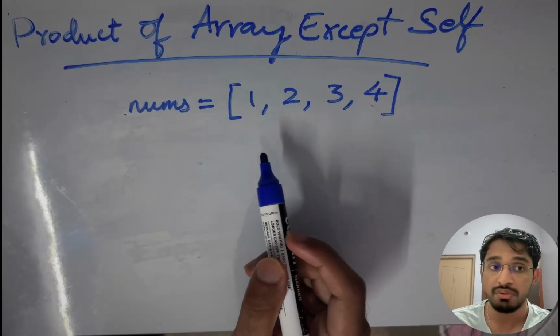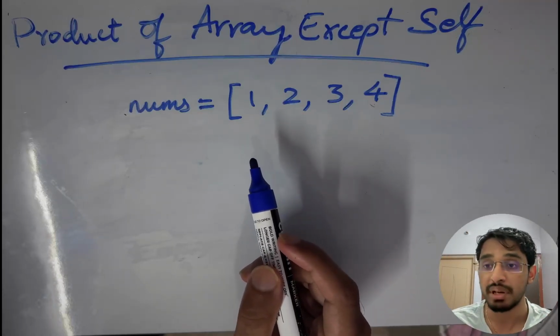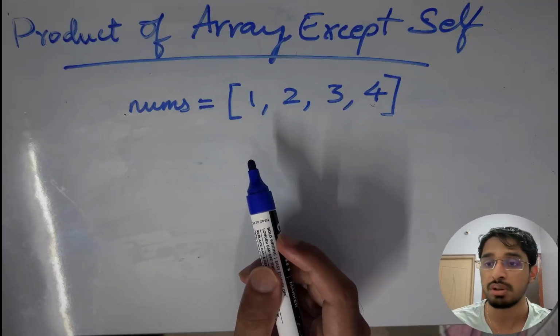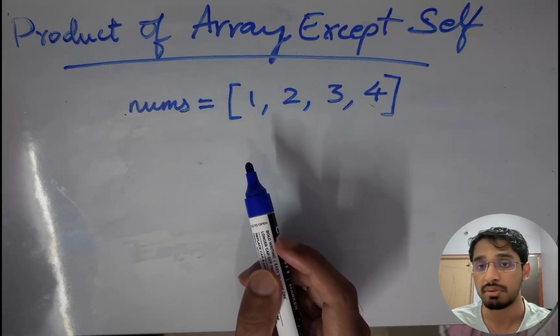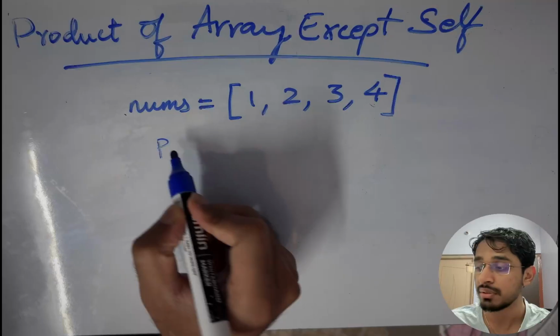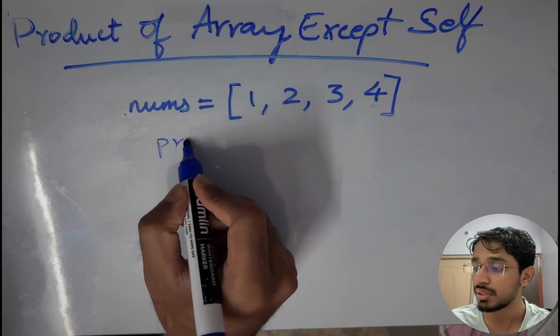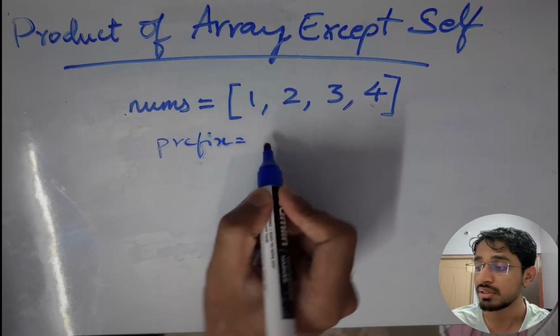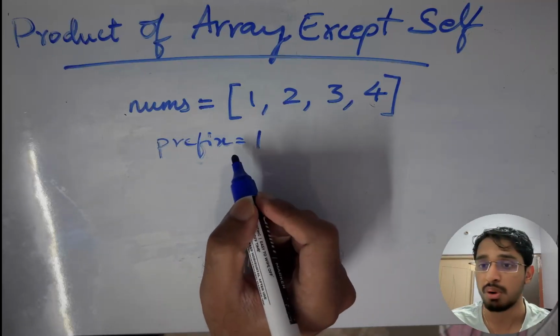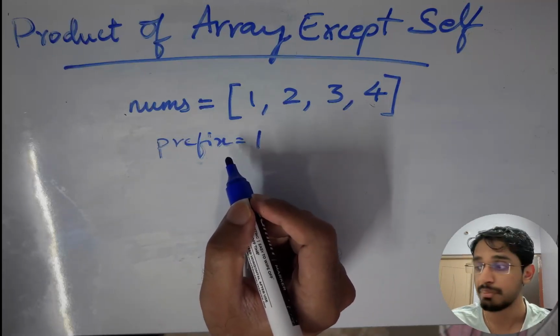Again, as I told, we need to create two arrays, one for the prefix and one for the suffix. I'll just tell you the exact trick which we are going to apply over here. We will set a variable over here called prefix, and the value of that is just going to be 1, just as we did for the product in the previous brute force way.